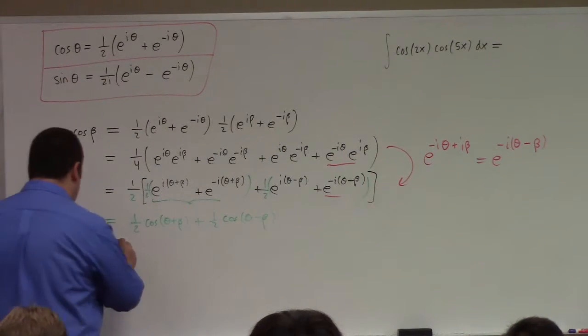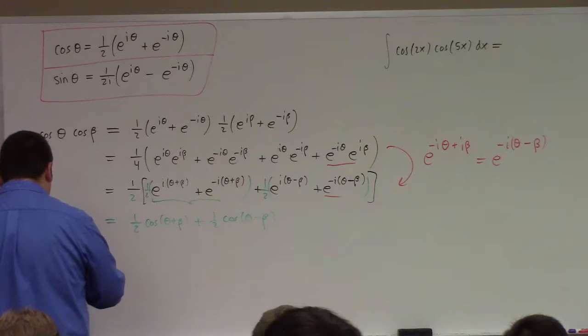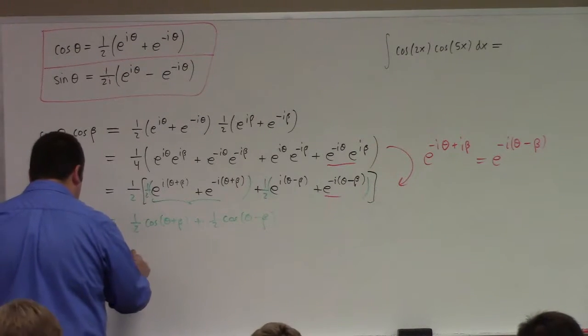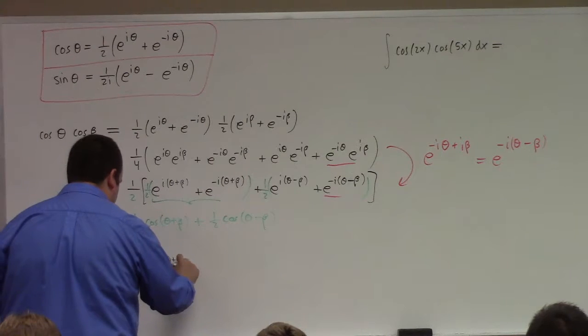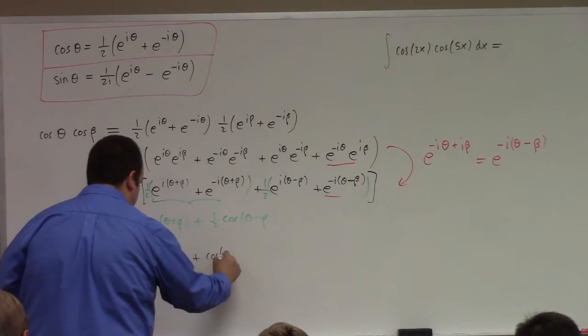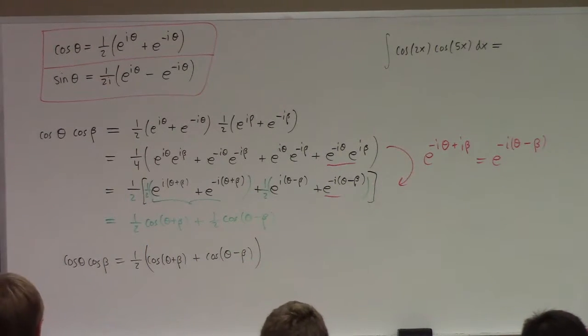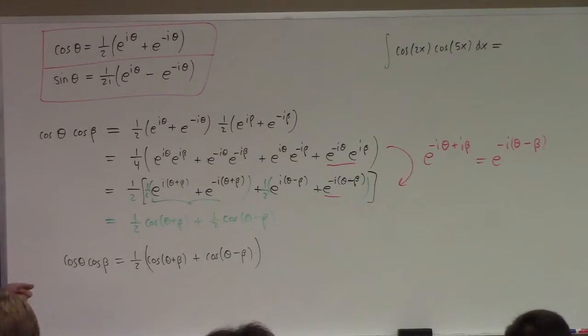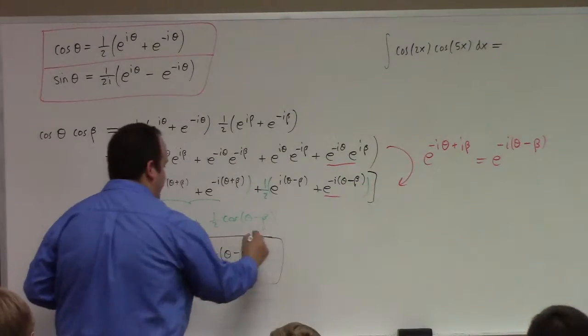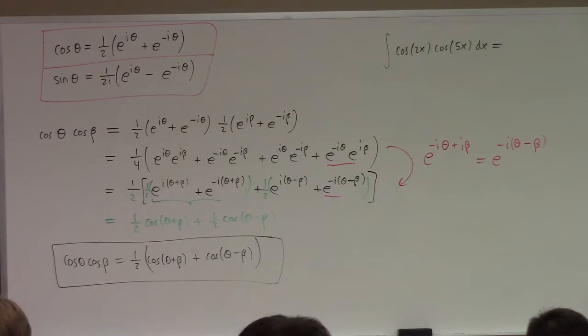Yay, trigonometry. So we have now a new identity. Cosine theta, cosine beta is 1/2 cosine of the sum of the angles plus 1/2 the difference of the angles. Which is amazing because with this identity, by the way, if you know this, you can do what? If you differentiate it with respect to theta, you get a what? You get a sine cosine identity. If you differentiate it with respect to theta and then after that differentiate with respect to beta, you get a sine sine identity.